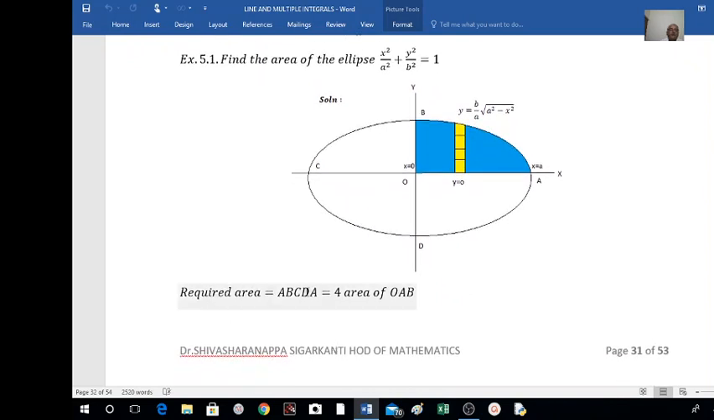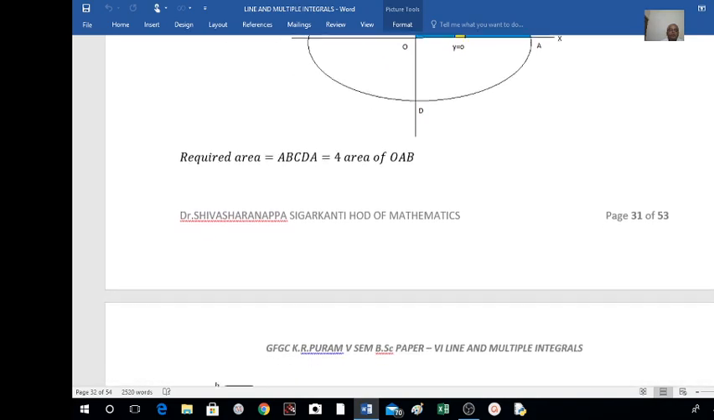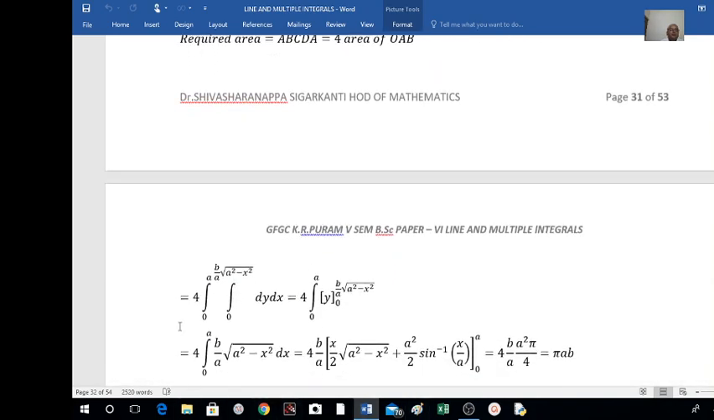So the required area, the full area, is equal to 4 times the area of this one. I am writing like this. So this is equal to 4 times, x ranges from 0 to a, y ranges from 0 to b by a into root of a square minus x square, dy dx. So this is equal to 4 times integral 0 to a. Integration of dy is y between 0 and b by a into root of a square minus x square. Substituting the limits here, upper limit b by a into root of a square minus x square minus lower limit, which will be equal to 0.